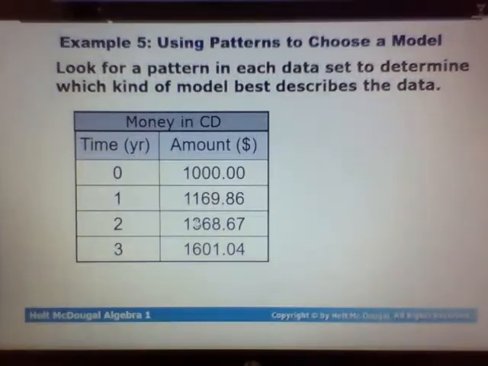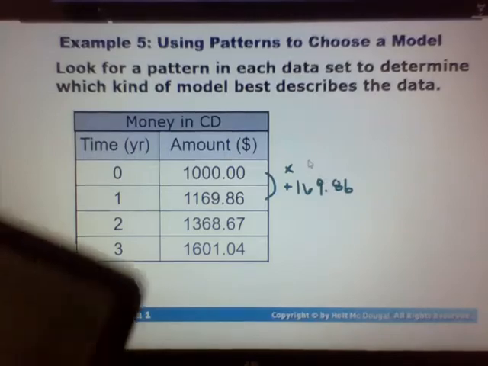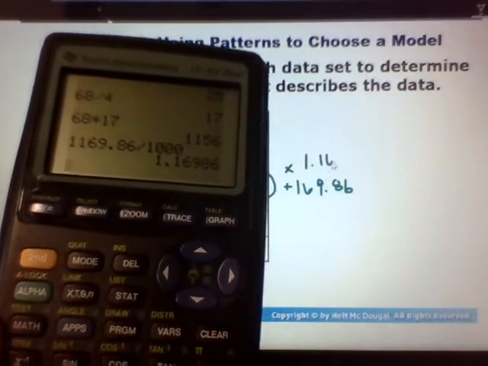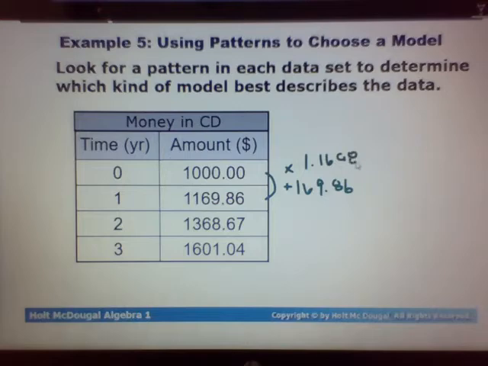So then we move on to the next one here. And again, probably because of the way the numbers are used, this is not going to be quadratic. So we're going to find our difference between 1,000 and 1,169.86. So the difference could either be that we're adding $169.86, or the other option could be that we are multiplying. So what is 1,169.86 divided by 1,000? So we could also be multiplying by 1.16986. Wow, that's a great number.